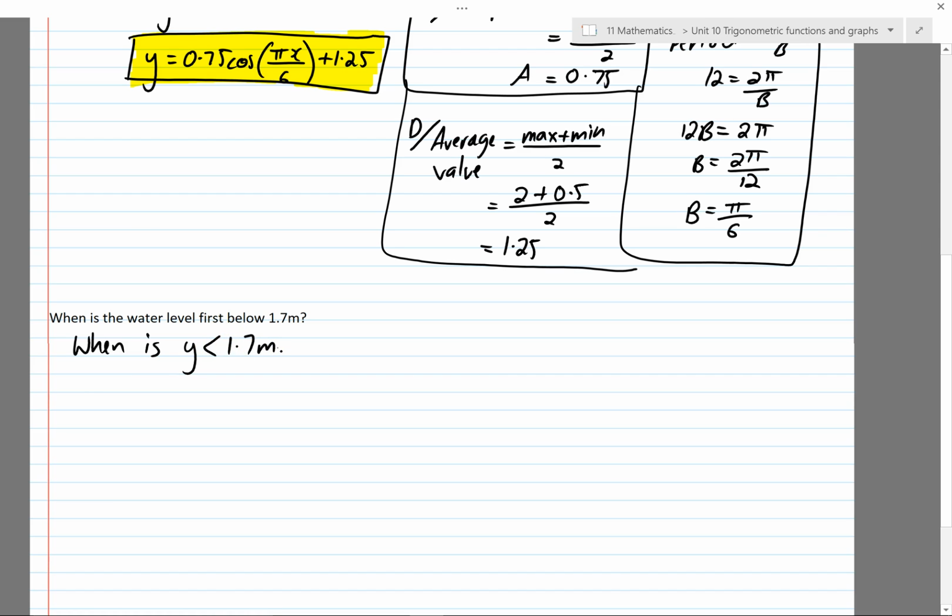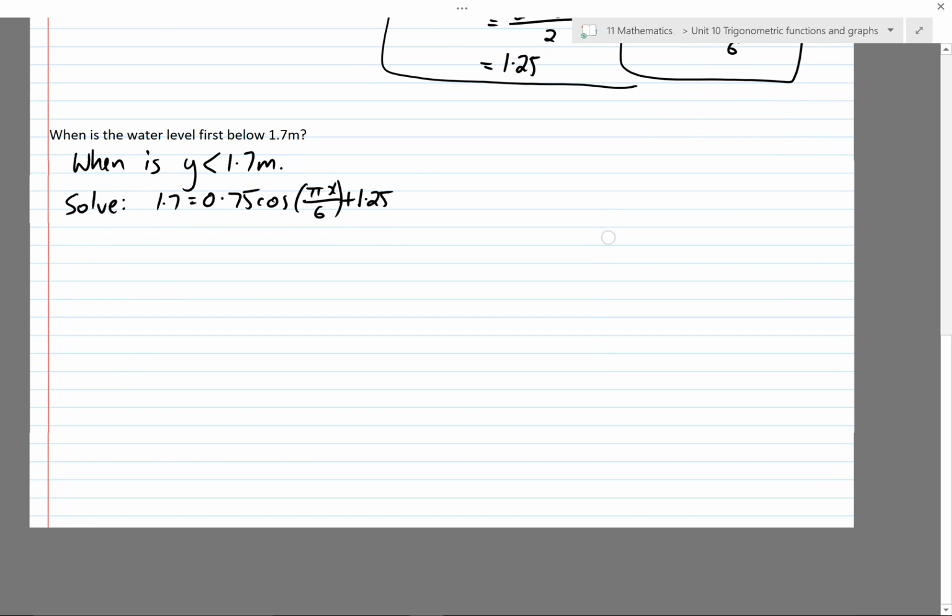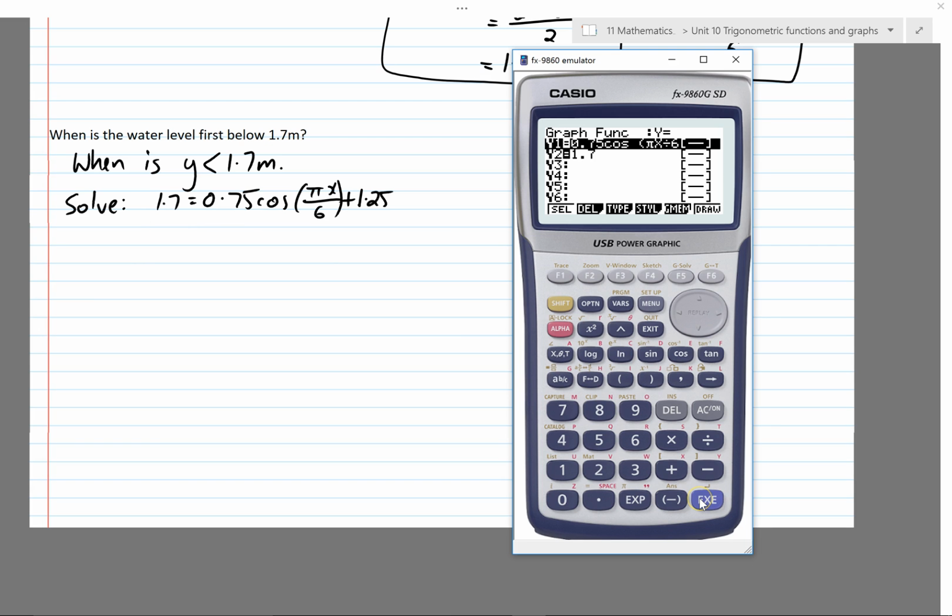Okay, to find that, we're going to solve the equation 1.7 equals 0.75 cosine pi x on 6 plus 1.25. And you can go ahead and solve that algebraically using those double angle equation solving techniques. Alternatively, you could graph both the left-hand side and the right-hand side on your graphics calculator and see what's happening. So I've entered both graphs into my graphics calculator. I draw it. It looks pretty good. I'll arrow across to what my sketch graph probably looks like. I want to find these intersection points.